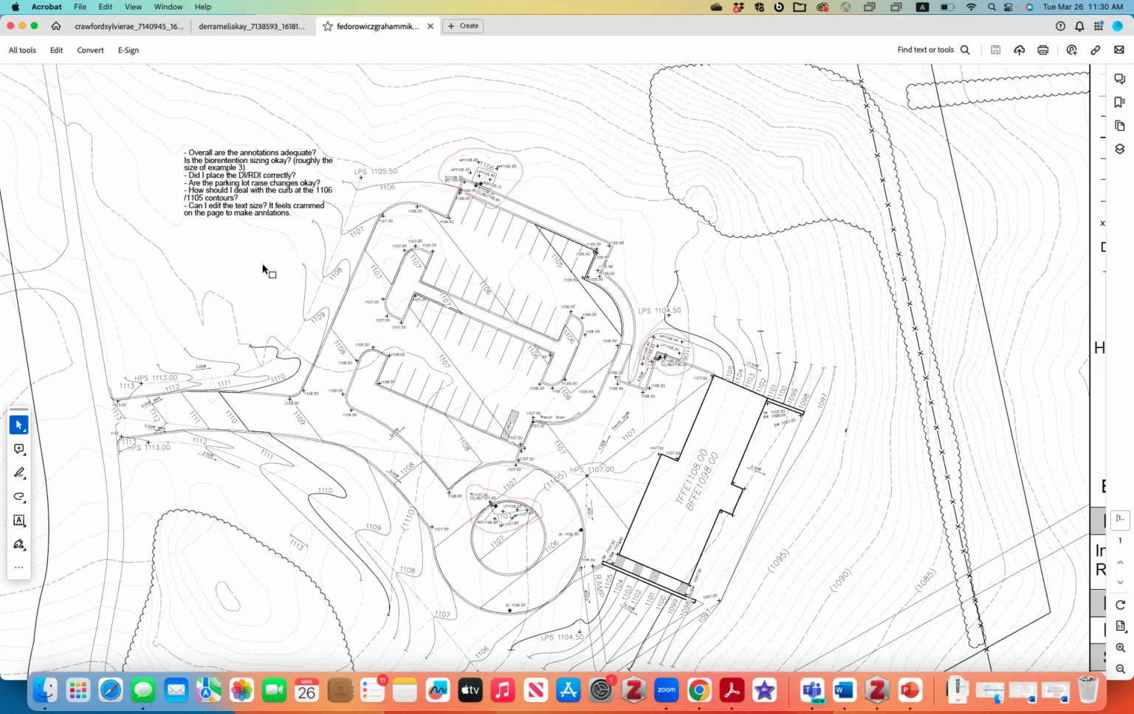You have a question about dealing with the curve at the 1106 and 1105 contour. I'm not exactly sure, you mean this area? Like before, I didn't realize that I didn't need to do the curve on the other side. Okay, I was confused about that. Sounds good. Anything else?